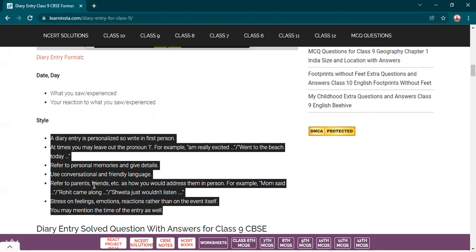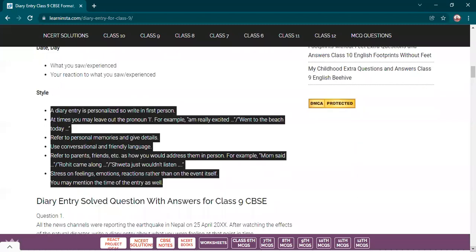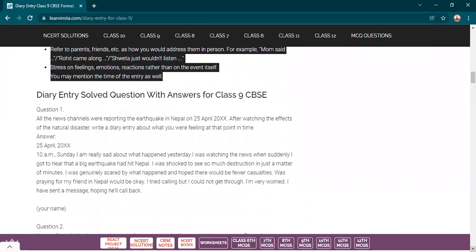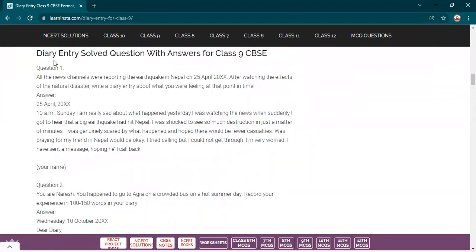Then refer to parents, friends, etc., as you would address them in person. For example, "Mom said," or "Rohit, my younger brother, also came along." It means as if you're narrating that experience to someone. Then stress on feelings, emotions and reactions, rather than on the event itself. You may mention the time of the entry as well. Yes, you have to. Let's read one diary entry.